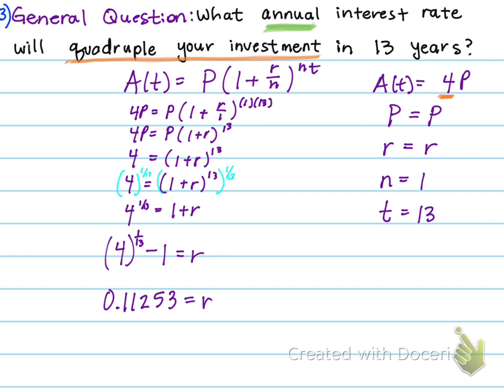When you plug that in the calculator, you're going to get 0.11253 equals R. If we wanted the annual interest rate, you now have to convert the R to a percent, and that's going to be 11.253% is the rate that would do that.